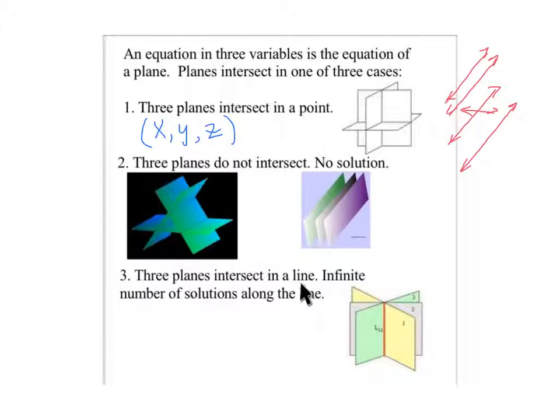And then another possibility is that the three planes intersect in a line, just like in a book, right? So down the spine of the book would be where the three planes intersect. And so this would be an infinite number of solutions along the line, just like with lines, only three-dimensionally.